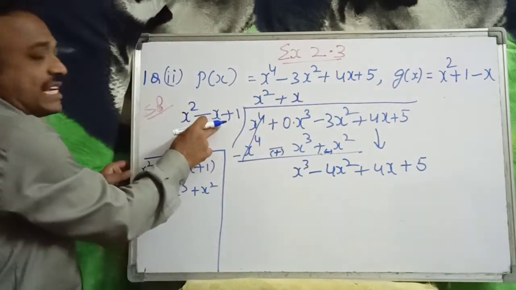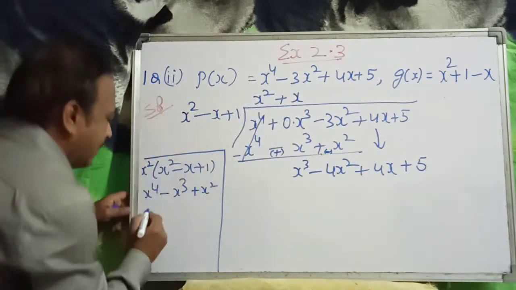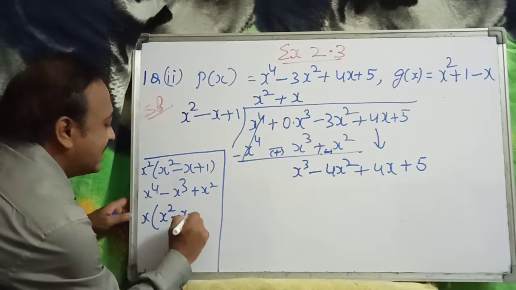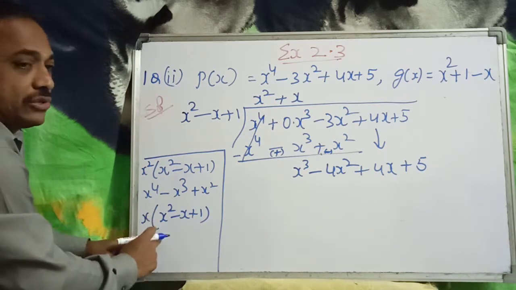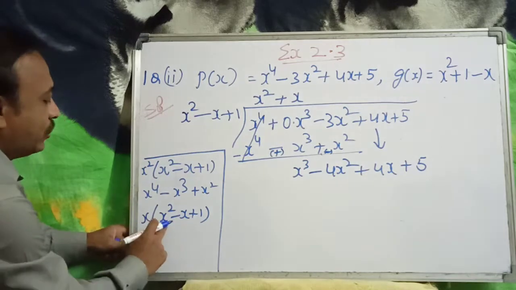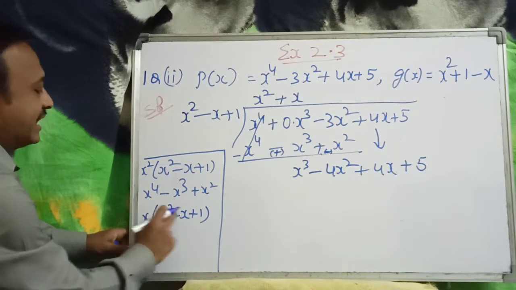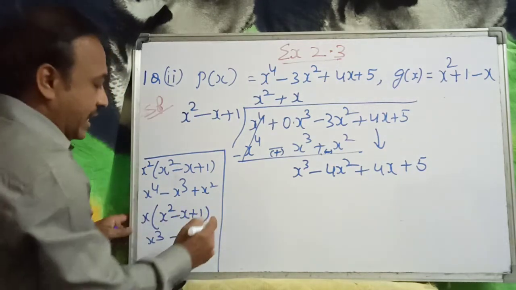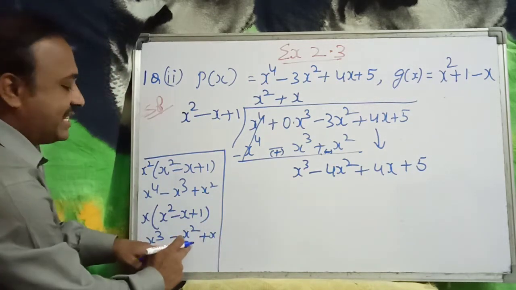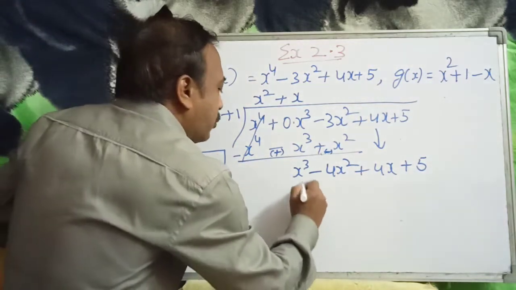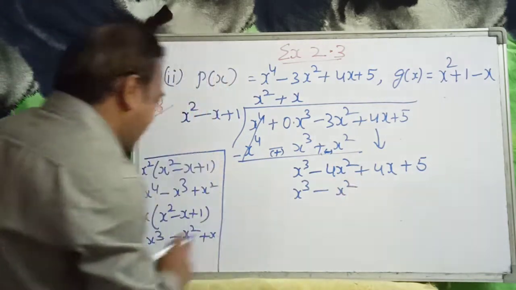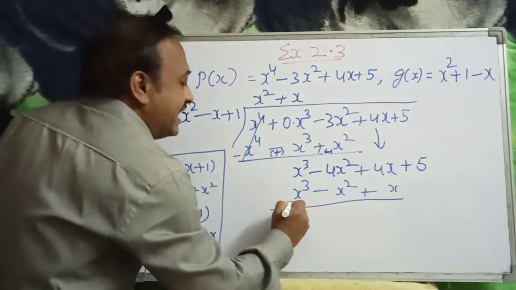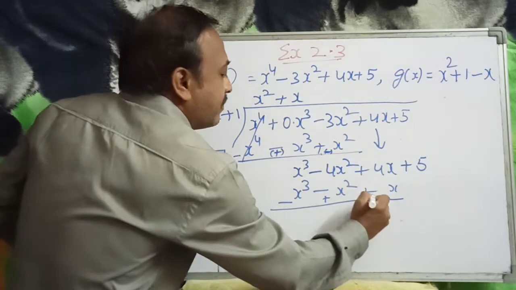Now x into the complete divisor, x into x square minus x plus 1. x into x square is x cube, then plus into minus, minus x into x square, and x into 1 is x. So x cube minus x square plus x. Subtraction: this will become plus, this will become minus.